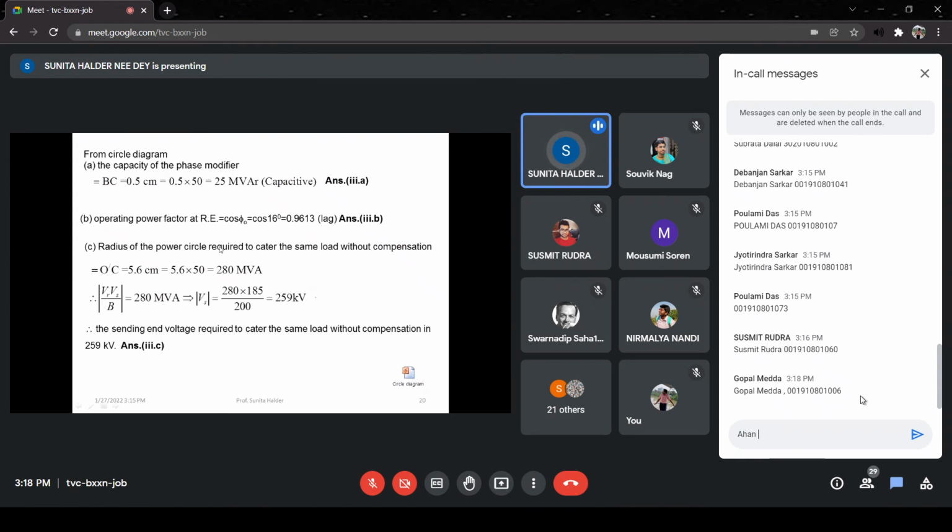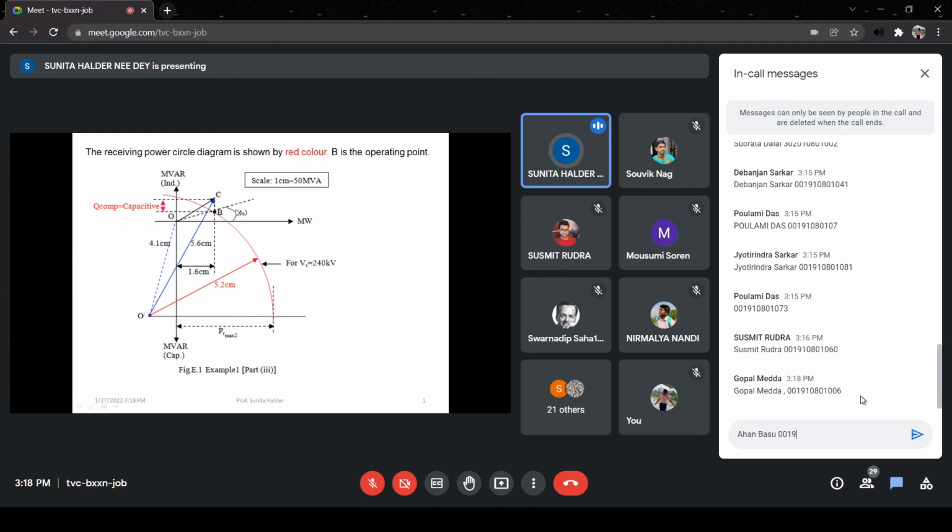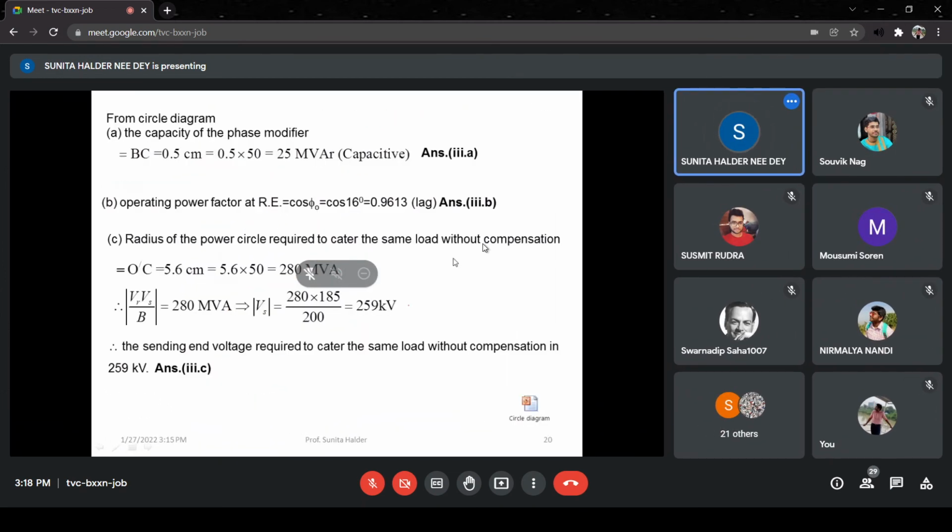Then the radius of the power circle diagram to cater the same load without compensation. So same load, this C. If we want to cater without the compensation, then we must add O dash C and find out the radius, convert it into MVA. From there we can calculate VS. So in that way, this will be the sending end voltage.